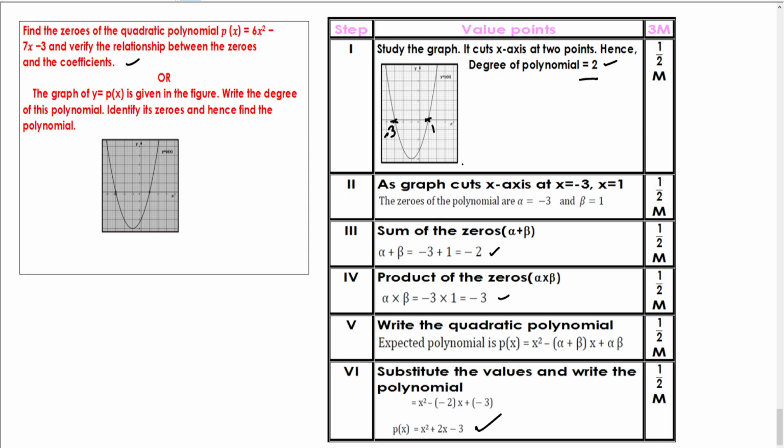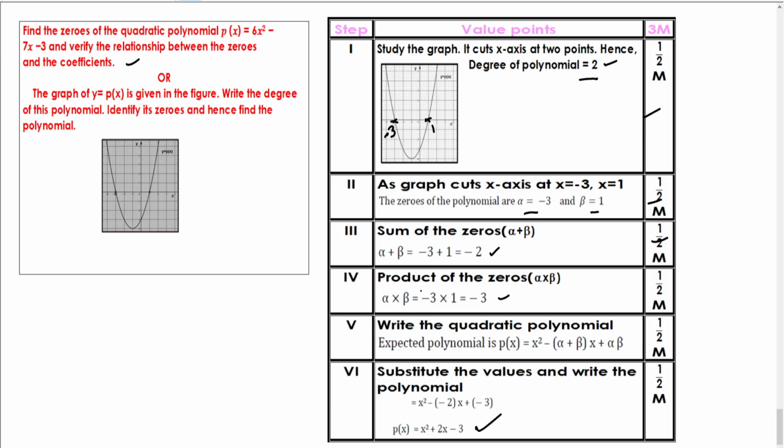The graph cuts the x-axis at minus 3 and 1. Let us take these as the two zeros: alpha as minus 3, beta as 1. The sum of the zeros will be alpha plus beta. Substitute minus 3 plus 1. You will get minus 2. For this, you will get a half mark. Observe, already you got 1.5 marks.